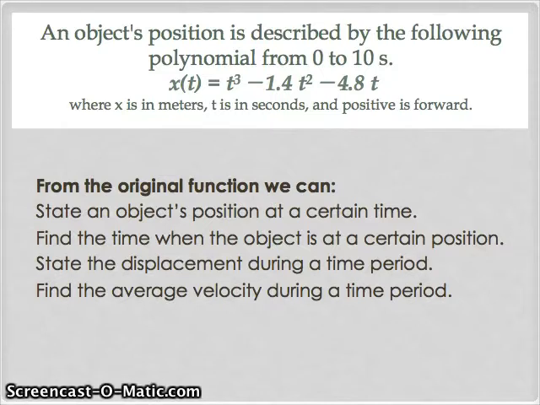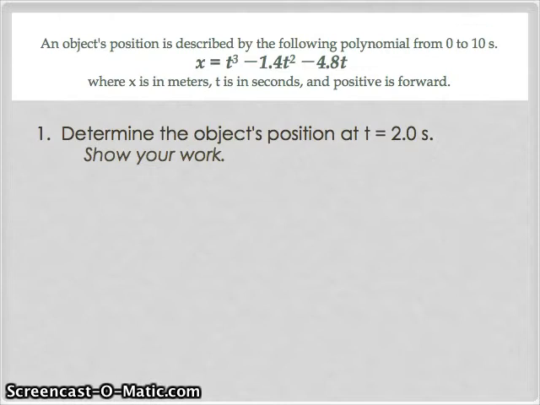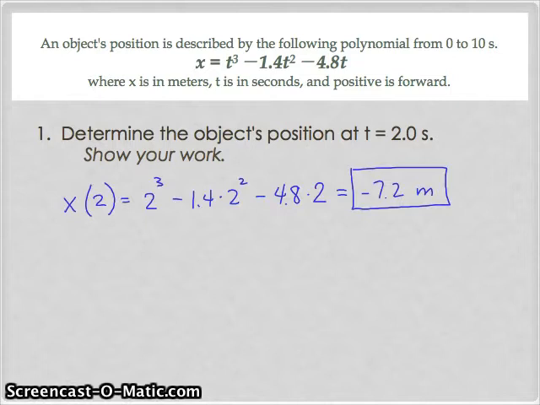Here's a list of types of problems that could be asked. We won't look at every single one of them, but they are very closely related to each other. Our most basic problem is just to use the function as given to determine what an object's position is at a particular time. But don't overthink this question. This just means to plug in the value of time, in this case t equals 2.